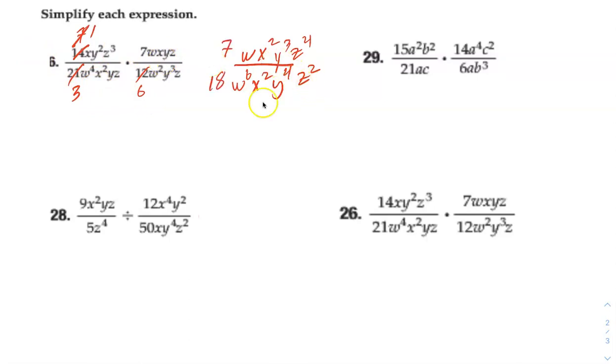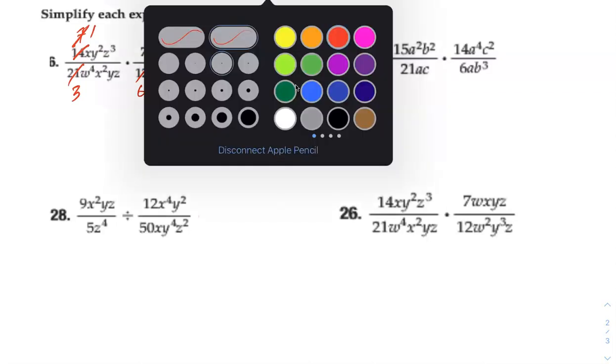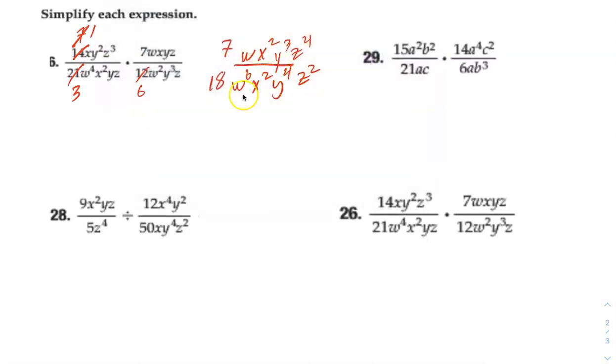Alright, so now I'm almost done. I just got to reduce the variables. Remember, the easiest thing to do with the variables is just look at who wins the tug of war. So my W's here, I have 6 W's on the bottom, 1 on top. So the bottom has 5 more. So if I reduce these, you're gonna have 5 on the bottom.